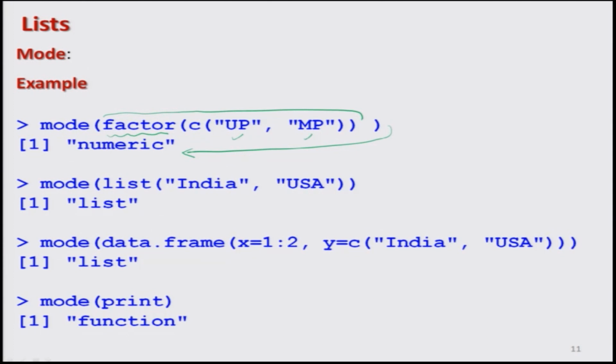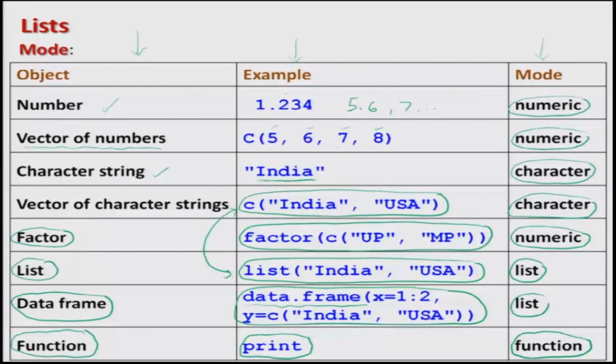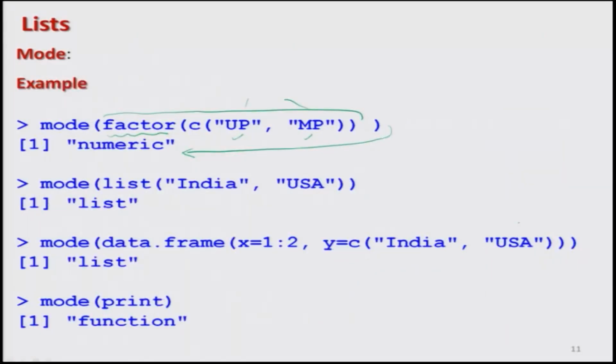That is the basic difference when we take it as a factor, and you can see this also in the table: the difference between the character string, where I have got character, and here where I have got numeric. So, when we find out the mode of a vector of character strings and a factor, both contain vectors of characters, but their modes are different. That is an important point which you have to keep in mind.